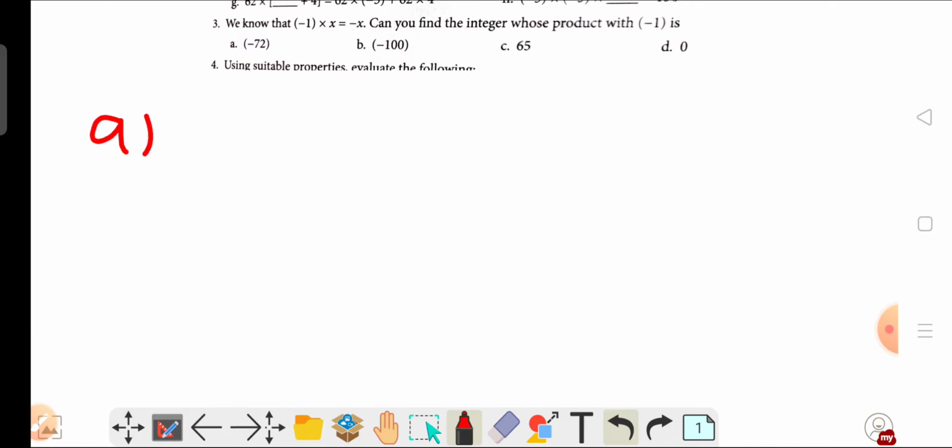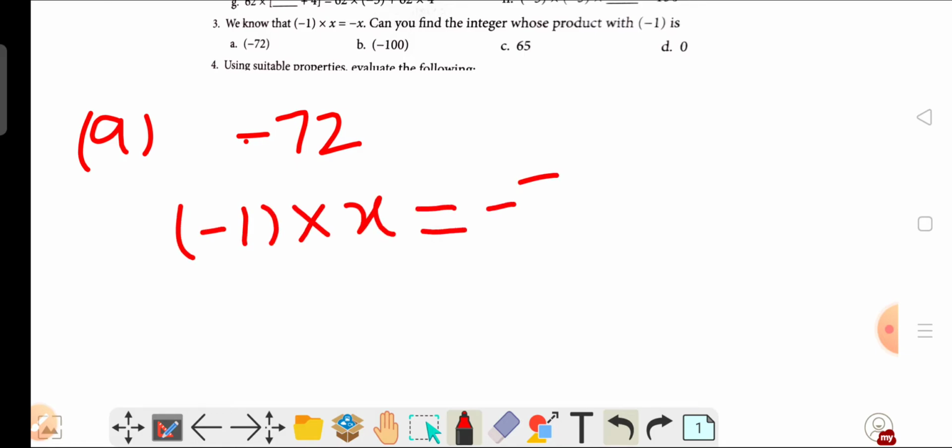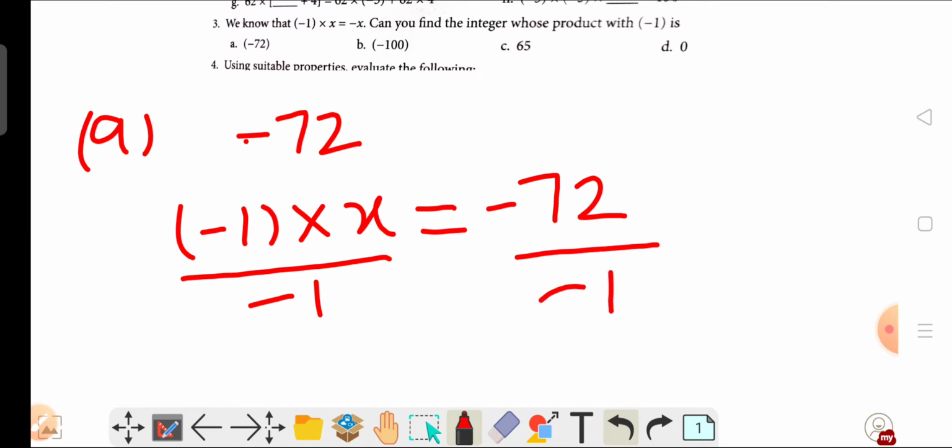So to solve a part, look at here. A part is minus 72. So minus 1 multiplied by x is equal to minus of 72. We have to find the value of x. To find the value of x, we divide both sides by minus 1. And if we divide both sides, then there is no effect on the resultant. Okay. So here I divide by minus 1, again here I divide by minus 1.